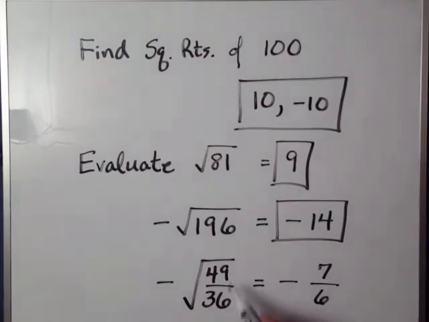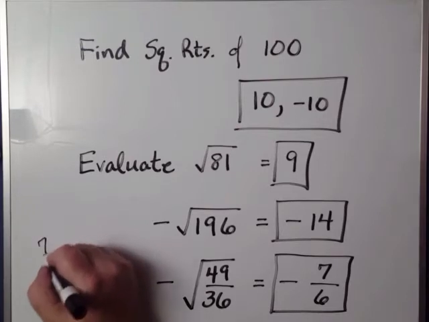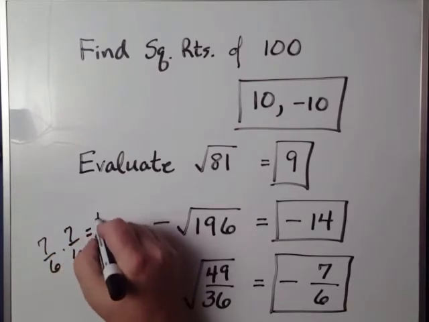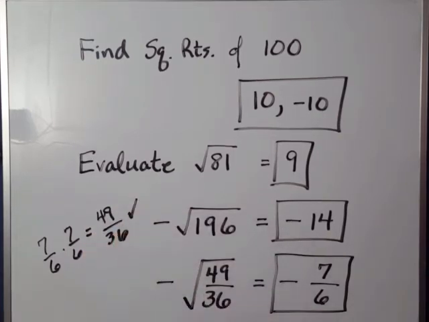In other words, when you take the square root of a fraction, you can actually take the square root of the top and the square root of the bottom. And that is a rule that we will formalize later on. You can check this. The negative is floating. What is 7/6 times itself? 7/6 times itself. Multiply the tops, multiply the bottoms. That works.